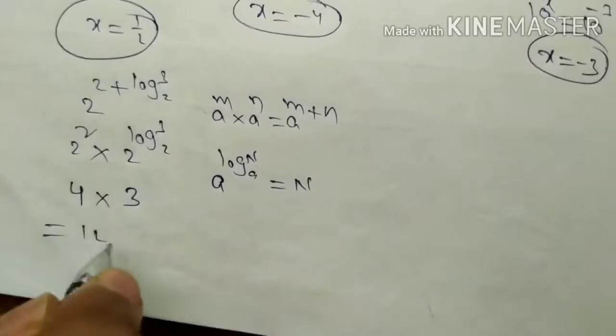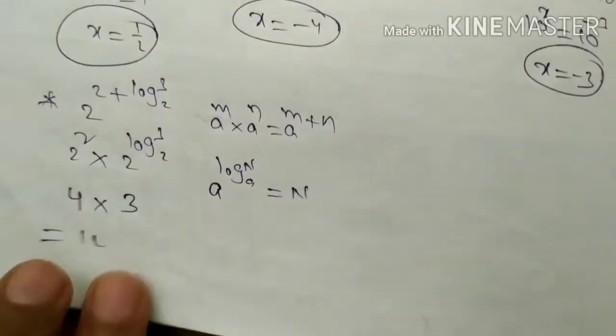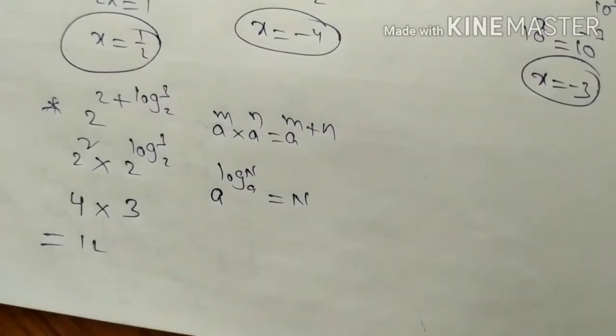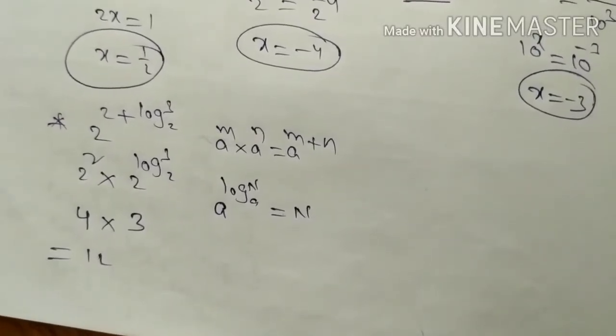4 into 3 is 12. Not only this, you have 2 power 2 plus log 3 base 2, a power m plus n, a power m into a power n, 2 square into 2 power log 3 base 2. That value is 3. 4 into 3 is 12, we will get.